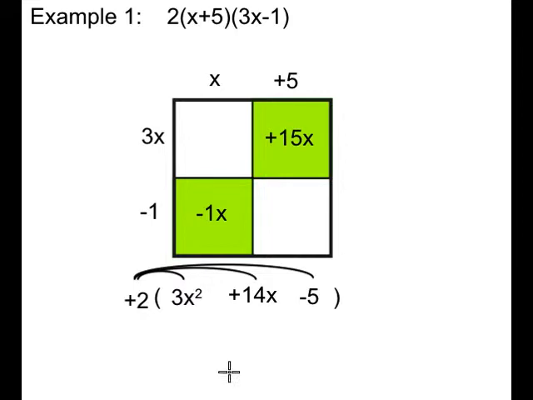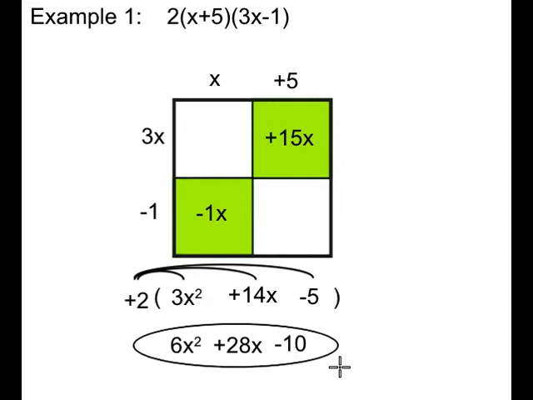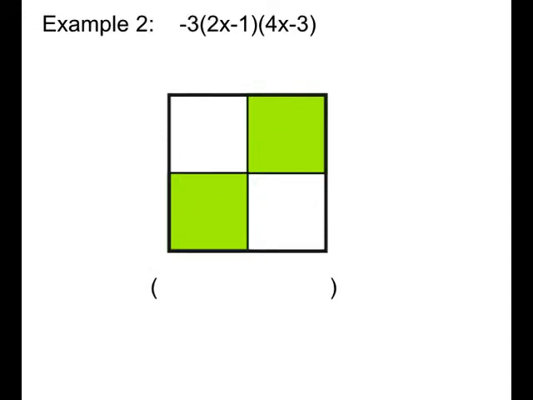So 2 times 3x squared is 6x squared. 2 times 14x is 28x. And 2 times a negative 5 is a negative 10. And there is the solution to my problem: 6x squared plus 28x minus 10. Let's try one more example.